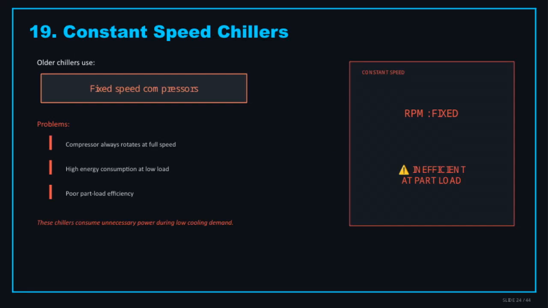Let's talk about a common issue with older chillers. They're inefficient when running at part load. These chillers keep the compressor spinning at a fixed, constant speed, no matter how much cooling is actually needed. That means they use more power than necessary during low demand periods. The compressor never slows down, so energy consumption stays high even when it shouldn't. This fixed speed operation leads to poor part load efficiency, making these chillers costly to run and less environmentally friendly.